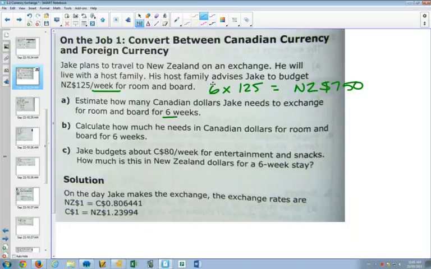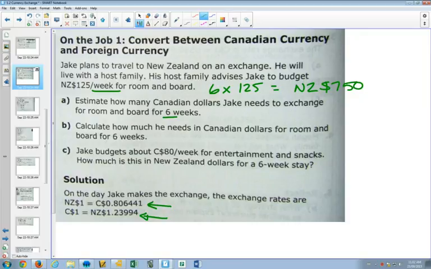Now, down here, they're telling us that 1 New Zealand dollar is about 80 cents, or that 1 Canadian dollar is about $1.23 in New Zealand dollars. So the first thing I want you to think about is, for 750 New Zealand dollars, will the Canadian equivalent be more than 750 or less than 750? If 1 New Zealand dollar is 80 cents Canadian, what do you think? Do you think it'll be more or less? So you think it's going to be less.